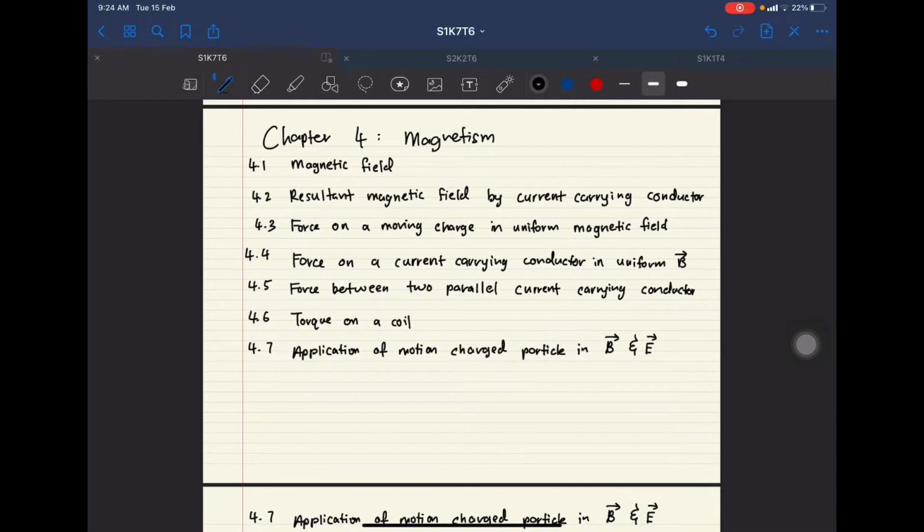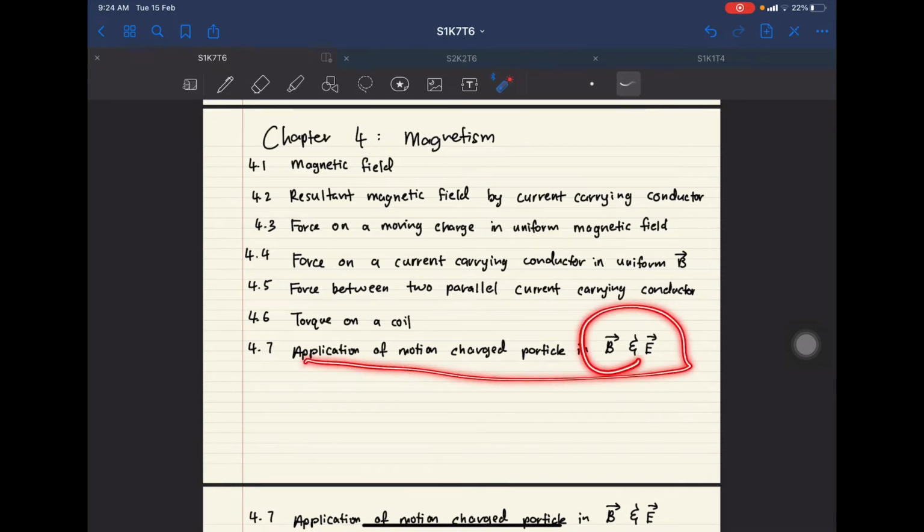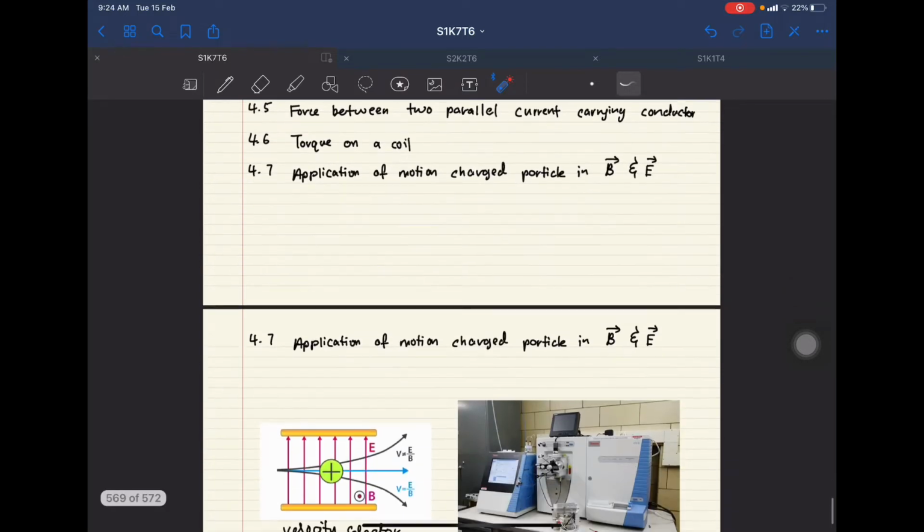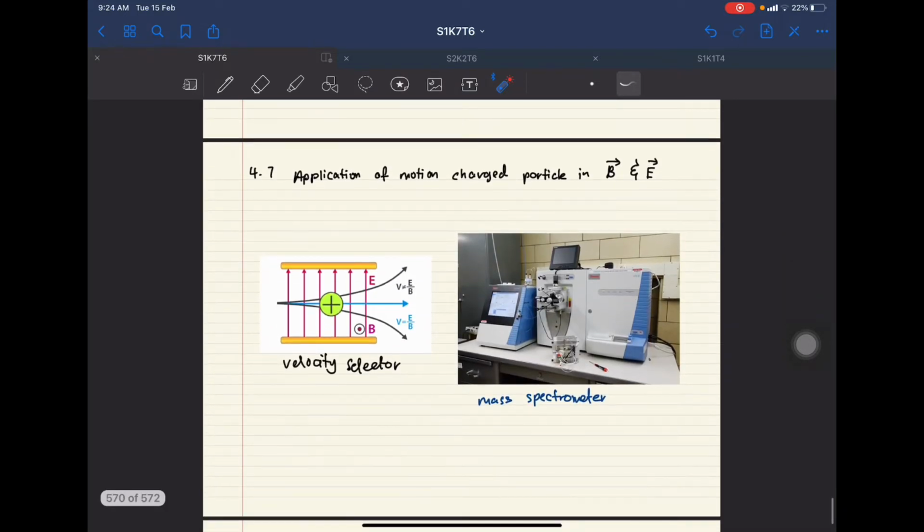Everyone. So today we continue with the last subtopic, which is about 4.7, application of motion of a charged particle in B and E. B is magnetic field, E is electric field. The two main applications are velocity selector and mass spectrometer. This is an example of a mass spectrometer. This is the velocity selector.